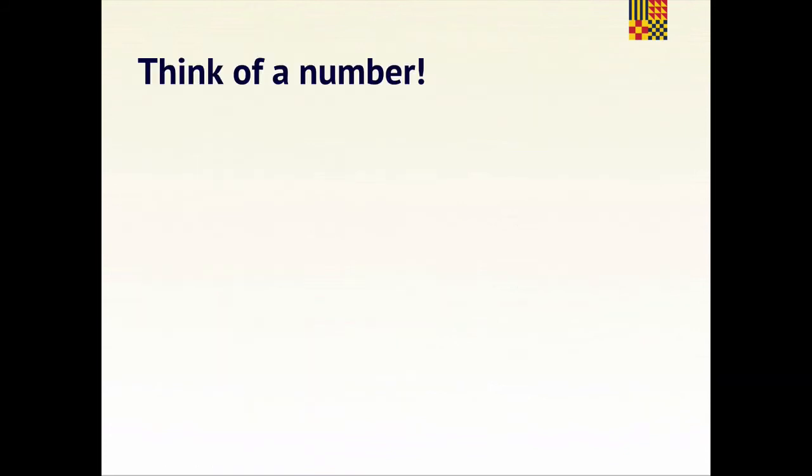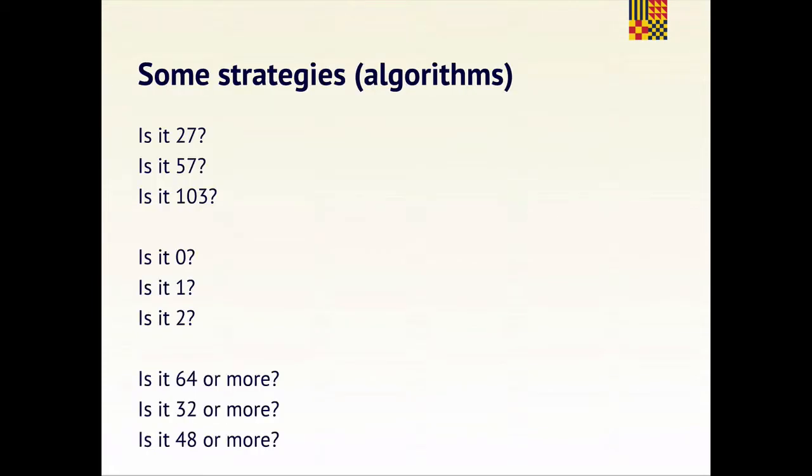A lovely activity to illustrate at least some of this is the think of a number game. So I'm thinking of a number between 0 and 127. Ask me some questions. And we could go, is it 0? Is it 1? Is it 2? We could just randomly guess numbers. But the computational thinker will think of a strategy for solving this as quickly as possible. Is it bigger than 64? Is it bigger than 32? Is it bigger than 48? And identify that sort of divide and conquer approach. A systematic approach to solving problems is what we're looking for in computational thinking.